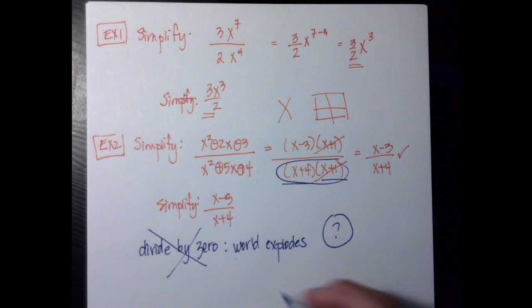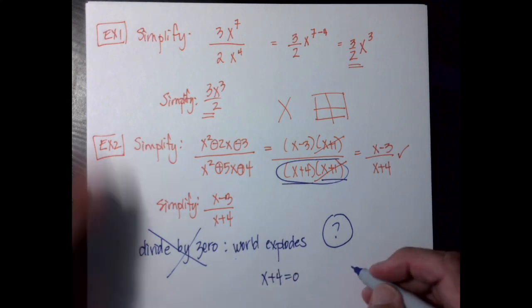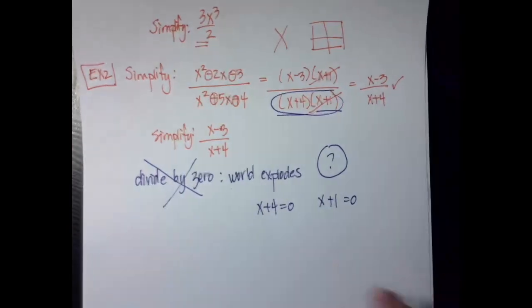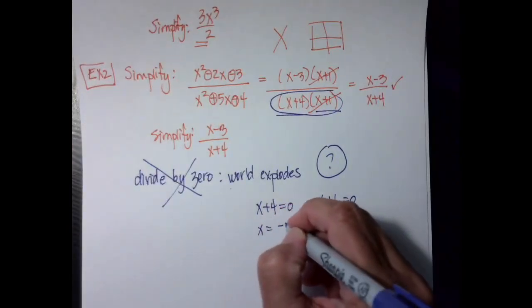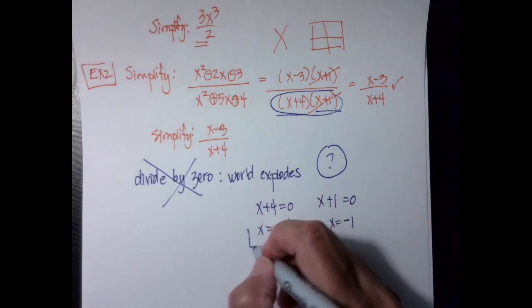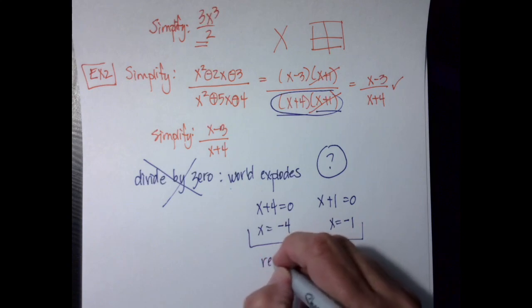So what I'm going to do is take each of the factors and find out what would make it 0. So I would take the x plus 4 and set it equal to 0. And I would take my x plus 1 and set it equal to 0. And this one I'm going to get x is a negative 4 and x is a negative 1. These are called the restrictions.